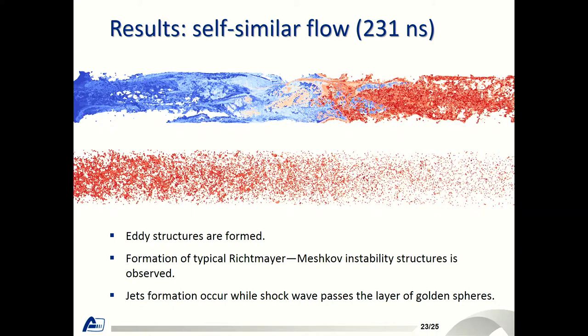So here is what is left from the transmitter or plate in our simulation. That's the lower layer of spheres deformed. This is the main mass. Main mass is situated here, and these are remains of the jets.